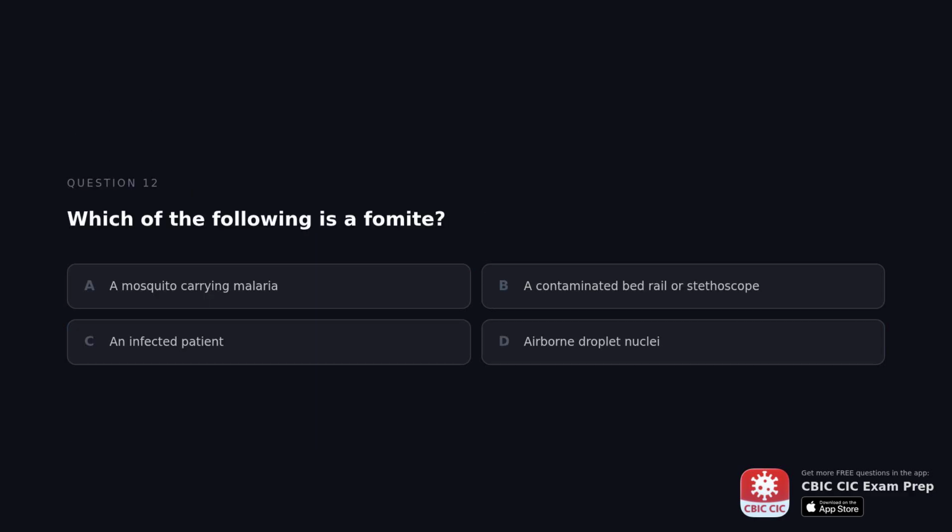Which of the following is a fomite? A. A mosquito carrying malaria. B. A contaminated bed rail or stethoscope. C. An infected patient. D. Airborne droplet nuclei.